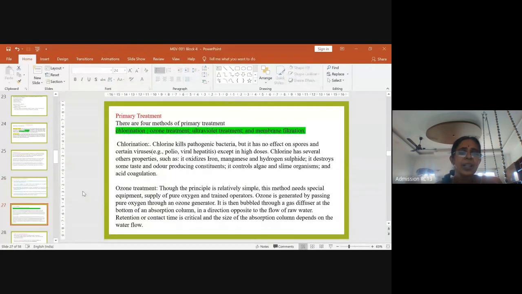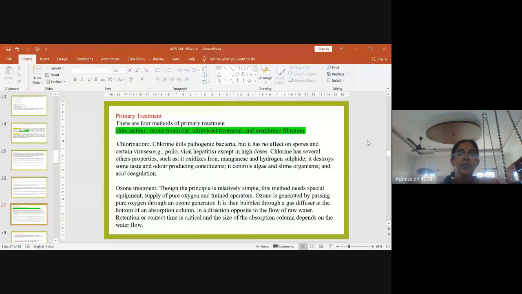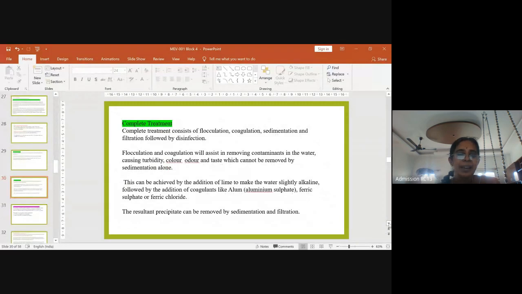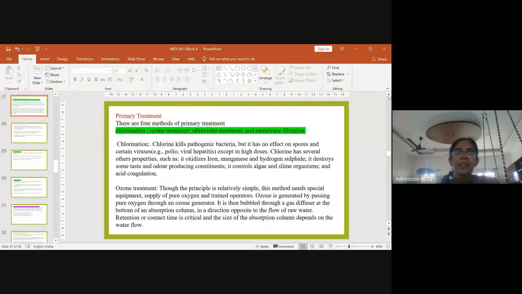So next one is how this water is treated before it is used for drinking. There are three types of treatment in a series in which the water is treated. First one is the primary treatment, next one is the secondary treatment, and third one is the complete treatment.